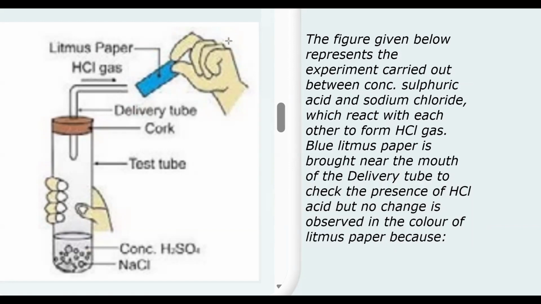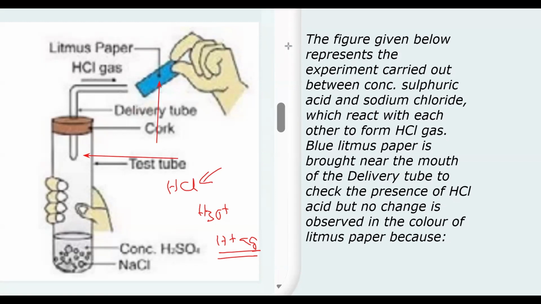So what we know is that any acid, not only HCl, shows its acidic behavior only when it releases H3O plus ions, or we say H plus aq ions. And you know that these hydronium ions can be released only in the presence of water. So we'll say that since the litmus paper is dry and the gas so released is also dry, there is no change in color.